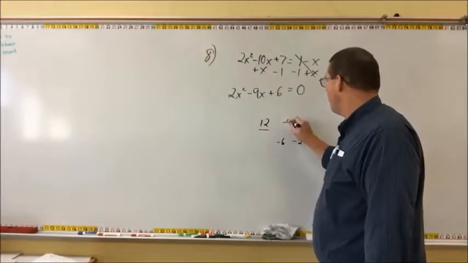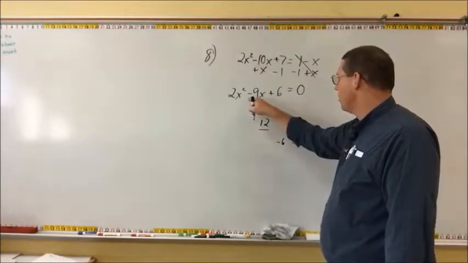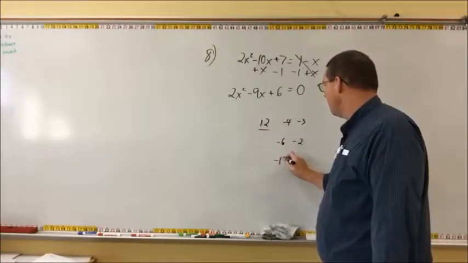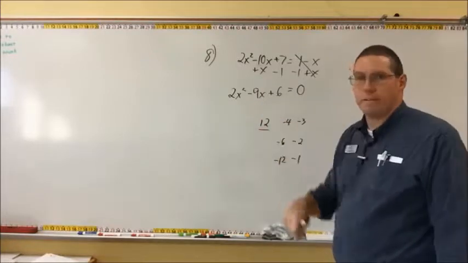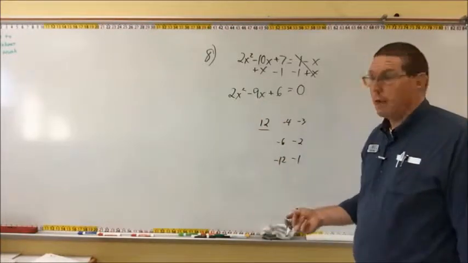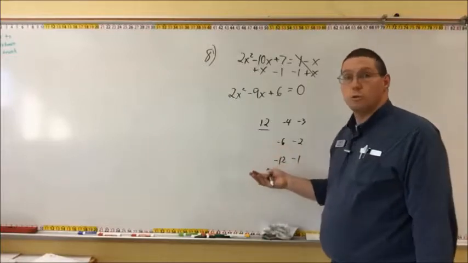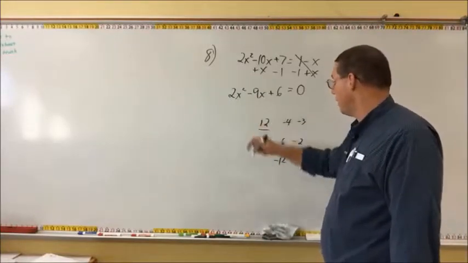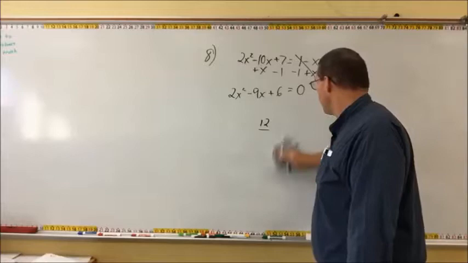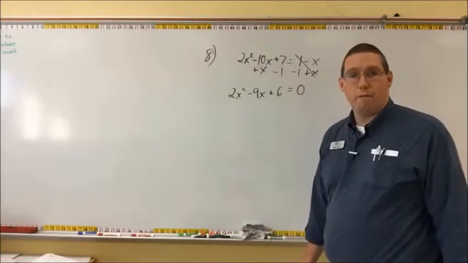How about negative 4 and negative 3? Well, they add up to negative 7. How about negative 12 and negative 1? Well, they add up to negative 13. There are no two whole numbers that multiply to 12 but add up to negative 9. So you know what I'm going to do instead? I'm going to do the quadratic formula.